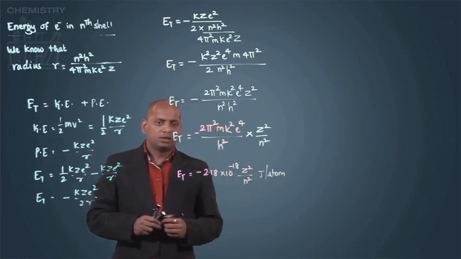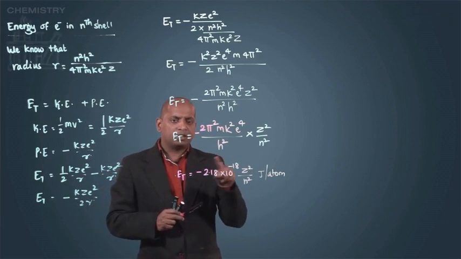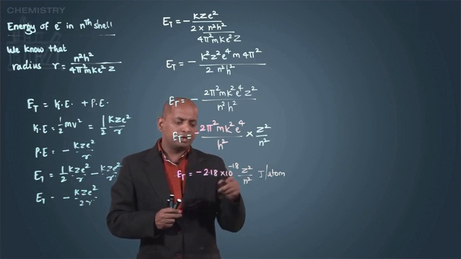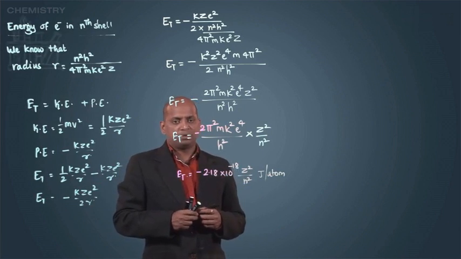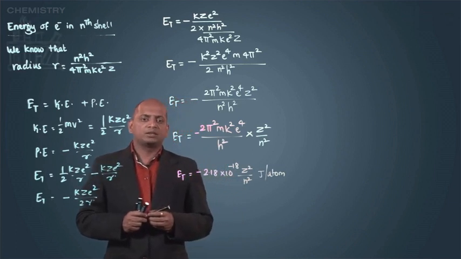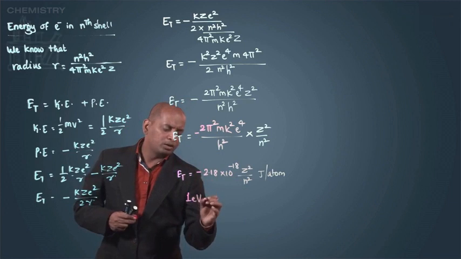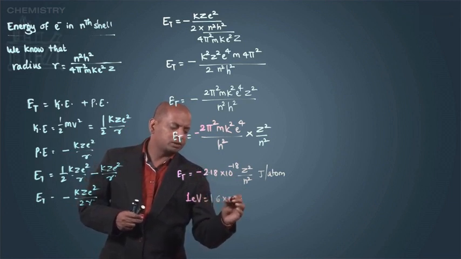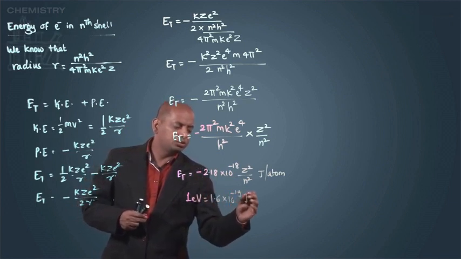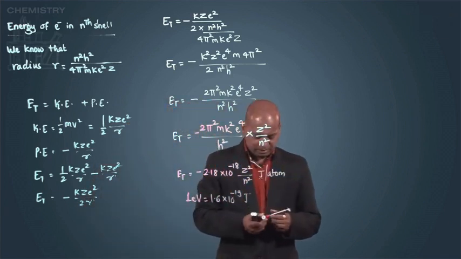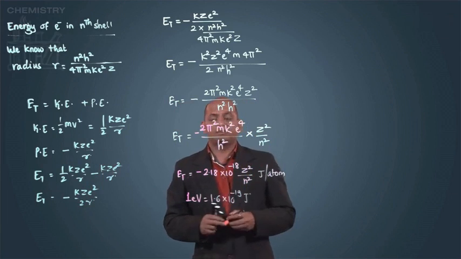atom. Now this number every time creates a problem while calculation. So we are simplifying it, or rather we are converting into another unit, and that unit is electron volt. We know that 1 electron volt is equal to 1.6 into 10 raised to minus 19 joules. So if we convert that, we are getting the value.